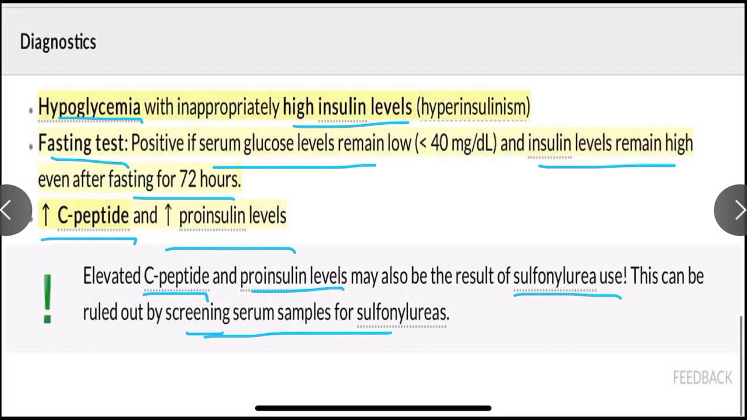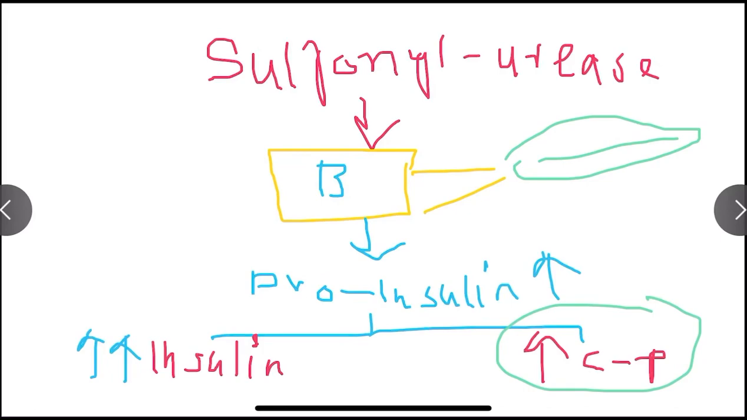Let me tell you what this means. We have a patient who is taking sulfonylureas. Let's just guess the patient is on sulfonylureas. Now sulfonylureas act on the beta cells of the pancreas. Let me magnify it a little. Okay, it is a beta cell of the pancreas. Sulfonylureas stimulate this beta cell, which produces too much proinsulin. This proinsulin is converted into insulin and C-peptide. I hope you understand. So look, guys, with sulfonylureas we have increased C-peptide and insulin also.